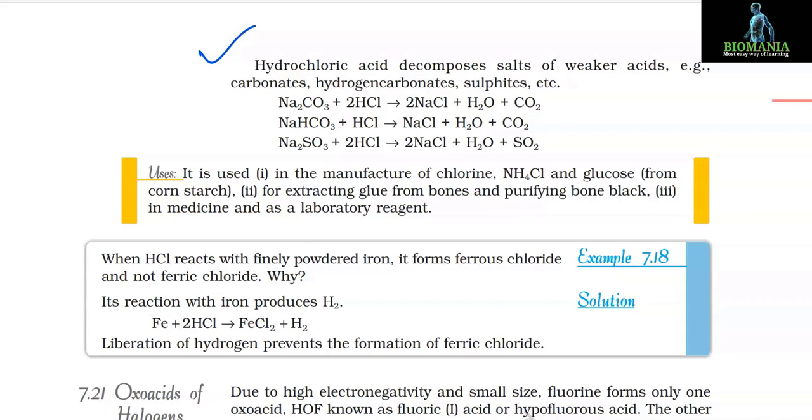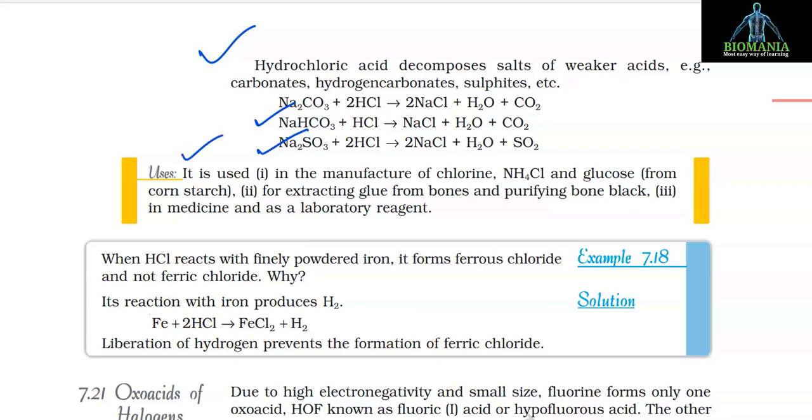Na2CO3 + 2HCl gives 2NaCl + H2O + CO2. NaHCO3 + HCl gives NaCl + H2O + CO2. Na2SO3 + 2HCl gives 2NaCl + H2O + SO2.